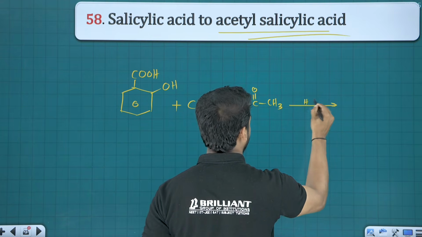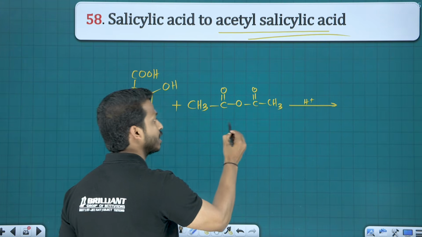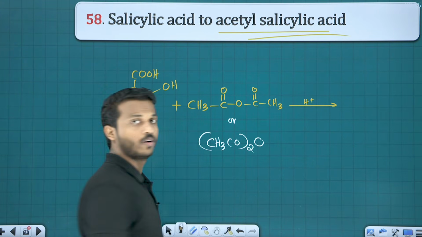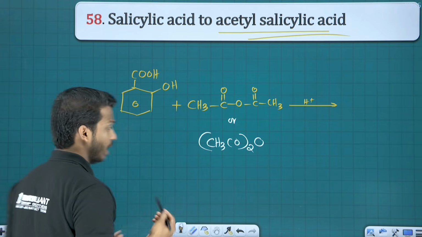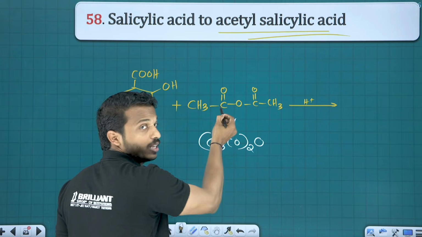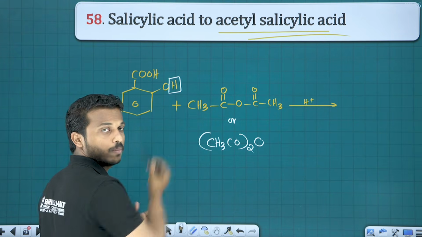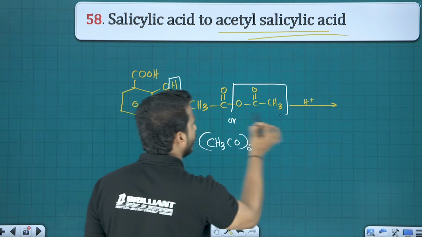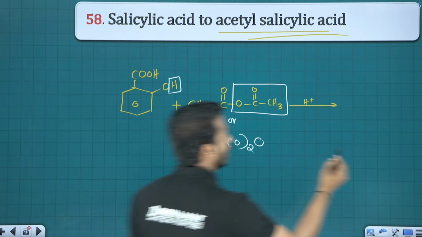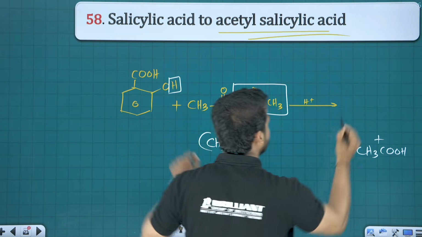In presence of H plus. What is acetic anhydride? CH3. Sometimes they give you acetic anhydride in this format also, don't forget that. The reaction is esterification. When alcohol reacts with acetic anhydride, simple: take this H from the alcohol, take this part from the anhydride. So what is actually cut? CH3COOH is cut.